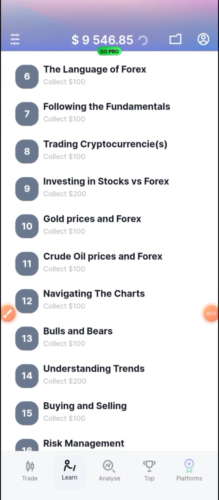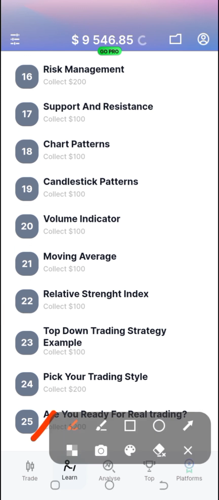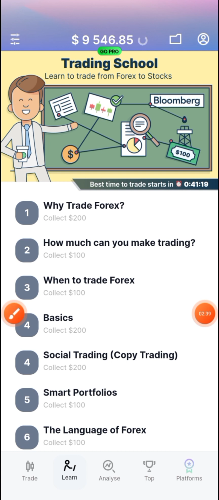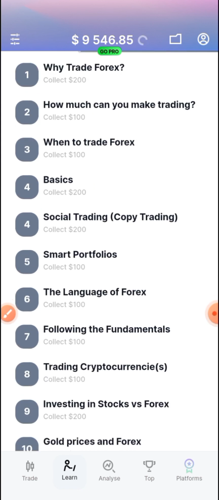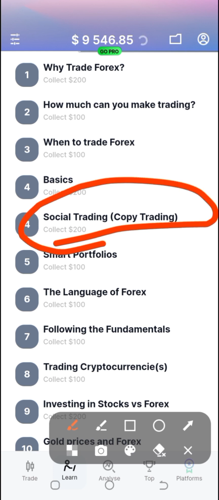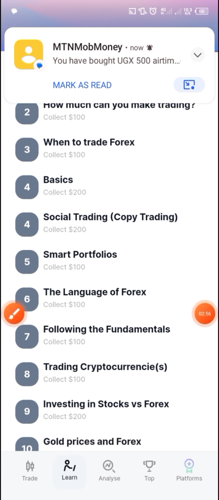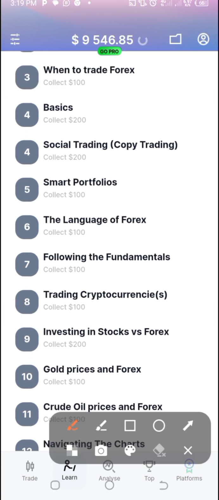Look, if I scroll down below, you can see we have 25 lessons, right? All the way at the beginning, why do you need to trade Forex? How much can you make trading? When to trade Forex? Basic social trading. And this is when you do not have any skill but you still want to make money from Forex. That is what we call social trading or copy trading. Right, so the other one is smart portfolios, the language of Forex, following the fundamentals, then trading cryptocurrency, guys.